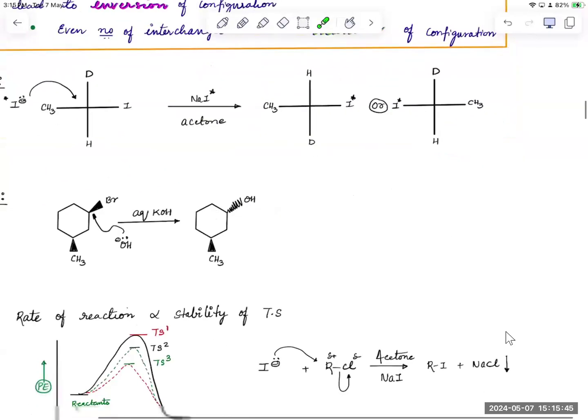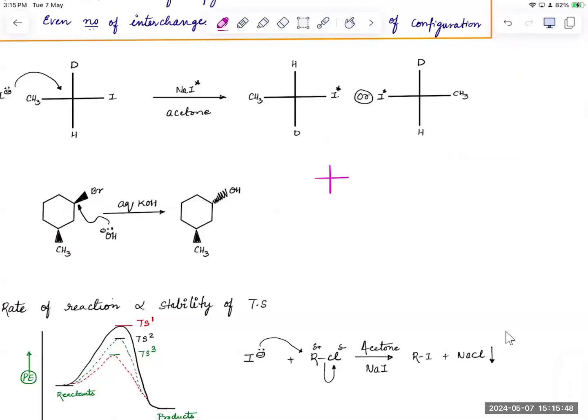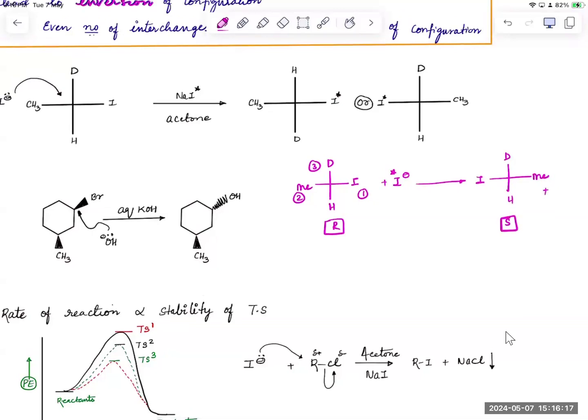So in short, after a period of time, suppose I take this I, H, D and methyl, based on the priority, this is 1, 2 and 3. So that makes it clockwise, which is R rotation. And then I'm treating this with I minus, which is isotopic iodide. After attacking here, I will get iodine here, methyl here, deuterium here, and hydrogen here. This is S, plus I minus, and this is the star iodide which you will get.